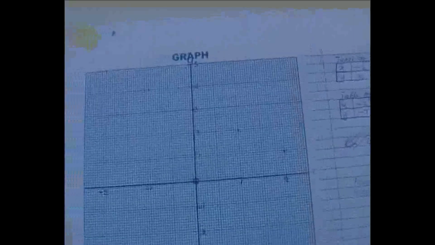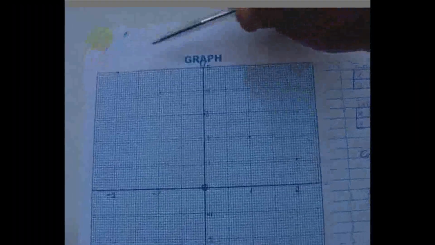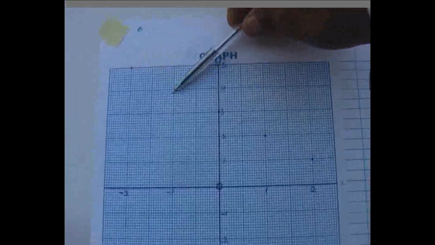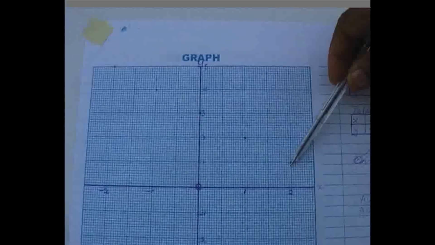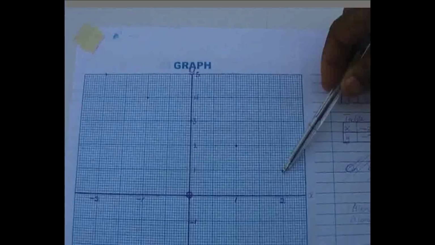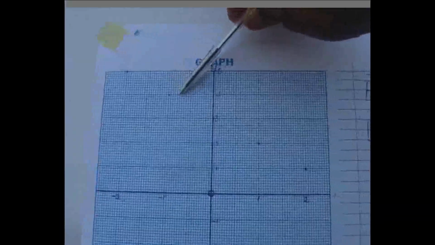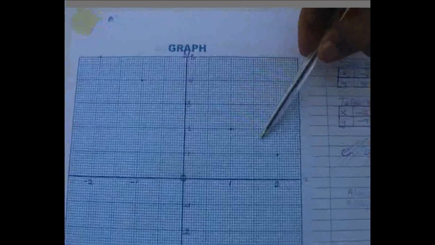So you can see now the point that we plotted. This is the first one, this is the second one, this is the third one, this is the fourth one, and this is the fifth one. So we are going to use a ruler and join these points. It's going to give us a perfect straight line.